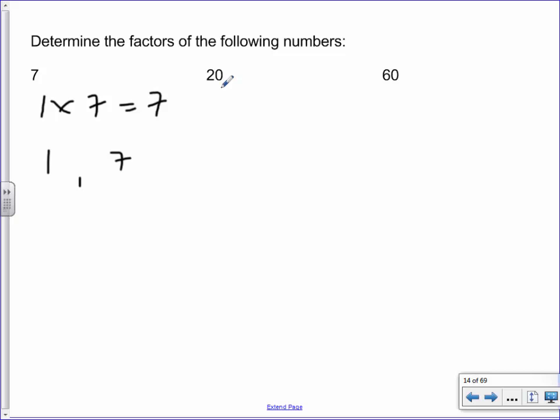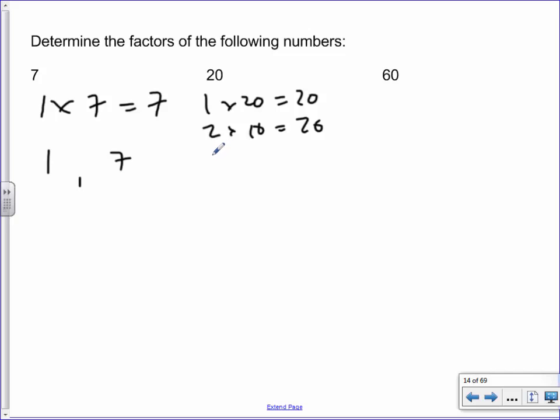Let's try 20 then. What sort of numbers go into 20? Well, for sure 1 and 20, right? That's 20. 5. 2 will work, right? Now here's the cool thing about even numbers. If it's an even number, for sure the number 2 goes in. I guarantee it. So 2 will go in with 10.